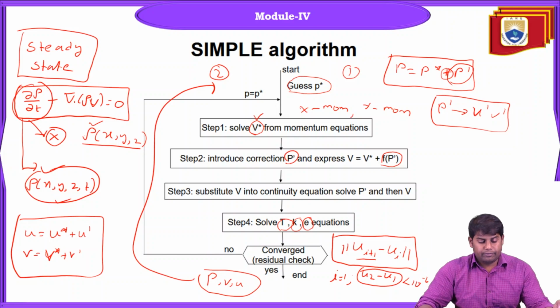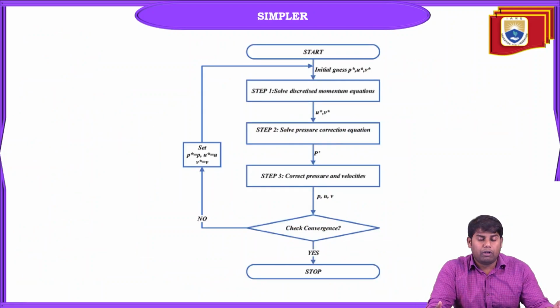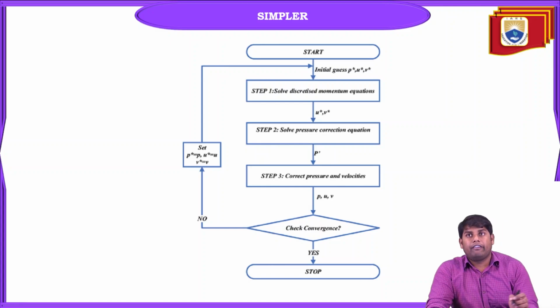Okay, then we have SIMPLER algorithm, the extension of the SIMPLE algorithm, where we will start the simulation with the initial guess of pressure, gas velocity u, and gas velocity v. Then we will substitute those values in the discretized momentum equation. So what is the discretized momentum equation?